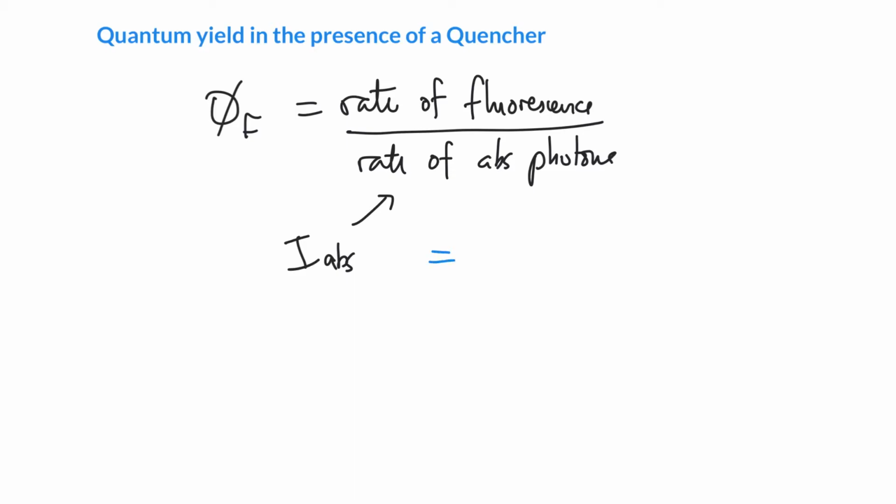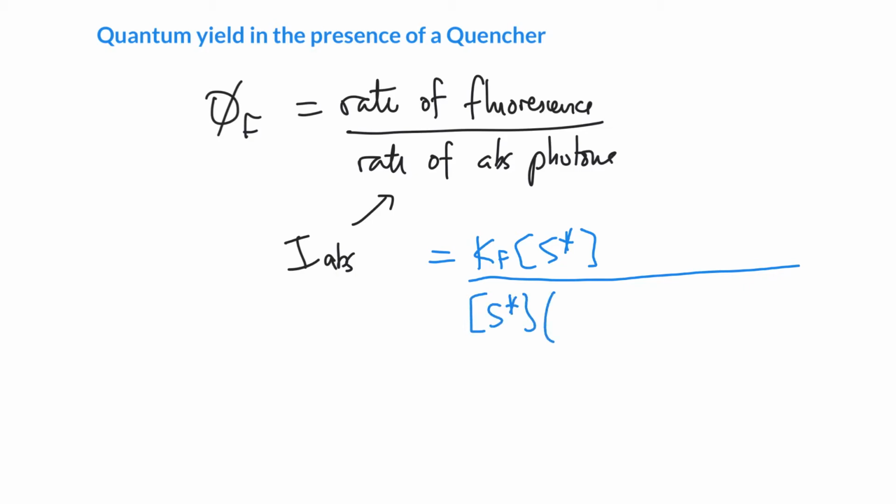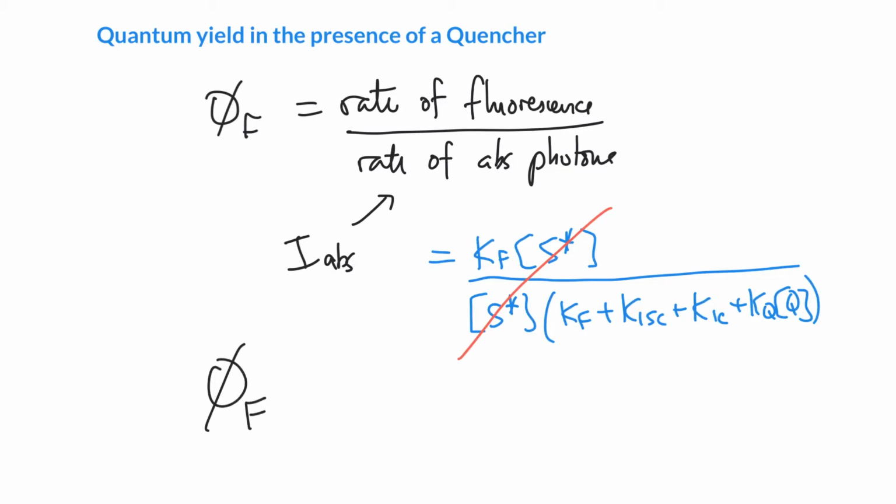So we can write this now. The rate of fluorescence, that's just Kf times the concentration of that excited state. And the rate of absorption of photons, we said in the last section, this is equal to S star times the collection of all those deactivating rate constants. So Kf and KIC, intersystem crossing, internal conversion, and then that new term here, this quenching rate constant times the concentration of Quencher. And we can see that these S star concentrations are exactly the same, and so that allows us to write now the expression for the quantum yield in the presence of a Quencher.